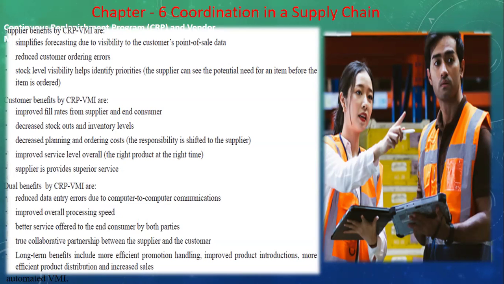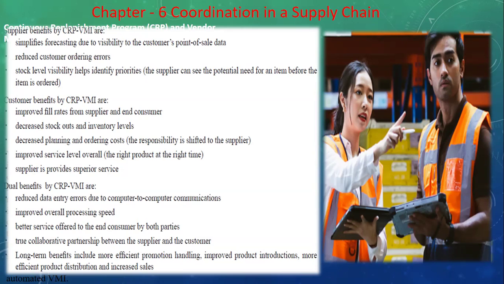Then stock level visibility helps to identify priorities. Stock level visibility can be understood between the supplier and dealer. The supplier can see the potential needs for the item before the item is ordered. For example, 100 units are available and on Sunday 400 units are sold, so 600 is required. The system will automatically tell the appropriate department and appropriate person to arrange to fulfill this inventory. Then customer benefit by CRP and VMI. The supplier will understand the requirement and arrange the raw material.